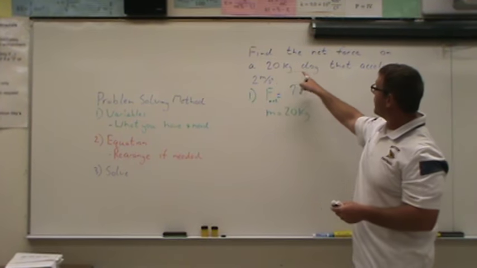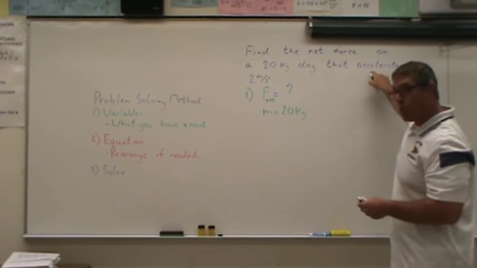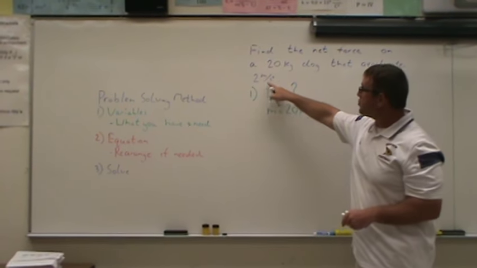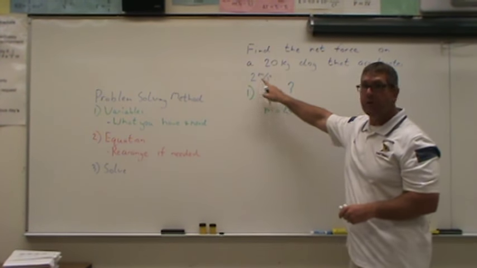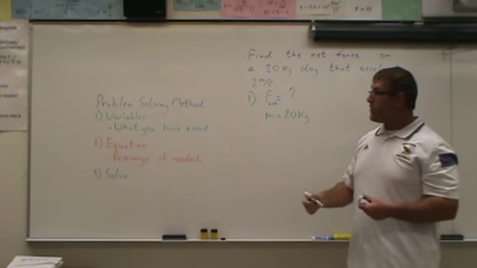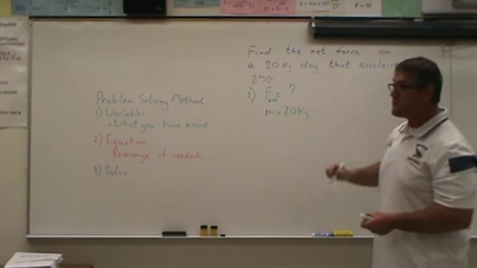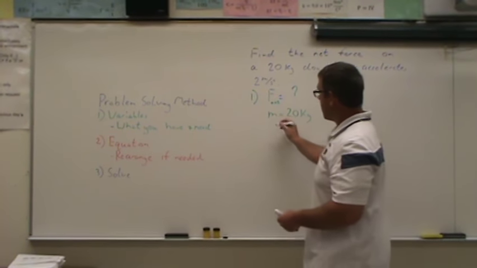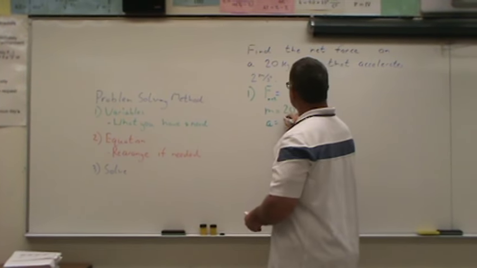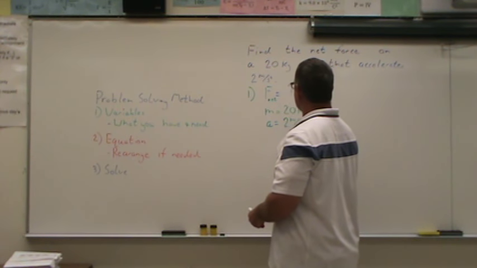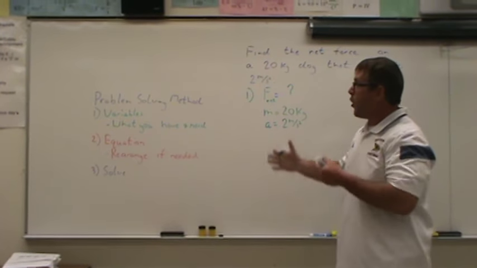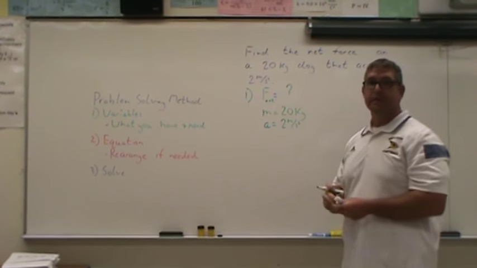So, of a 20-kilogram dog that accelerates. Now words like this tell us again what we have. So not only do the units tell us what we have, but sometimes there's also clues in the story problem. Here it says accelerates 2 meters per second squared. The variable for acceleration is a, 2 meters per second squared. Now that's the first step in the problem-solving method, what we have and what we need.